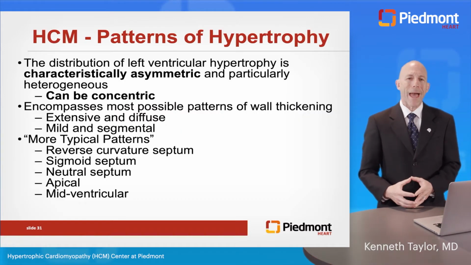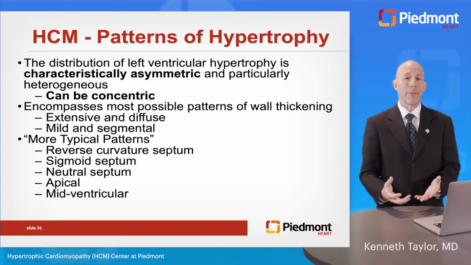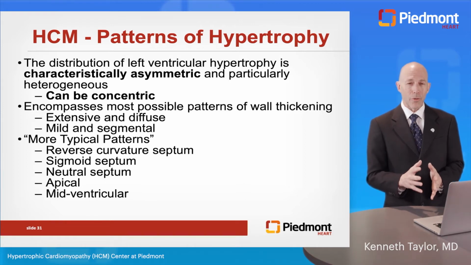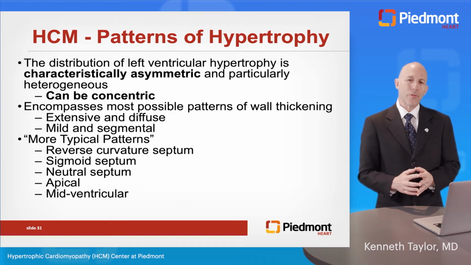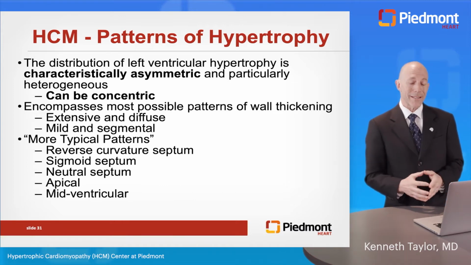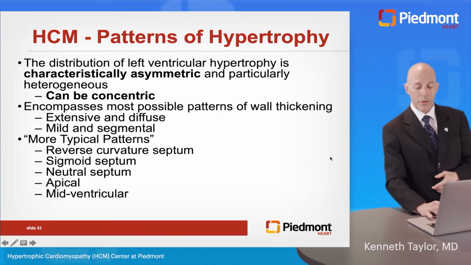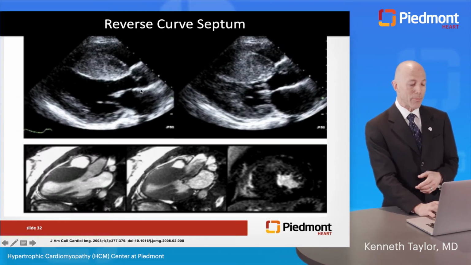There are a number of different patterns of hypertrophy, which is why we call it hypertrophic cardiomyopathy, not IHSS. There are several common ones that we'll look at in a second. Any hypertrophy in any part of the heart can be involved. The classic ones are reverse curvature septum, sigmoid septum, neutral septum, apical, and mid-ventricular, and we'll look at each of those. So this is a typical reverse curve septum.